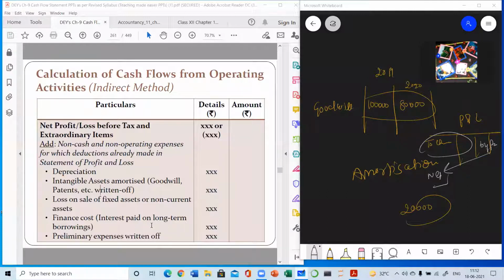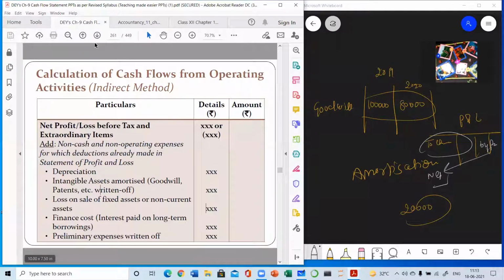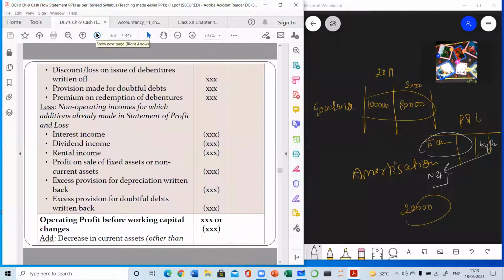Then finance cost means if any interest is paid. One more is if any preliminary expenses are written off. It will be given clearly in the question that the preliminary expenses are written off. Then discount or loss on issue of debentures. If this term is there in the question, it will be clearly mentioned in the balance sheet.